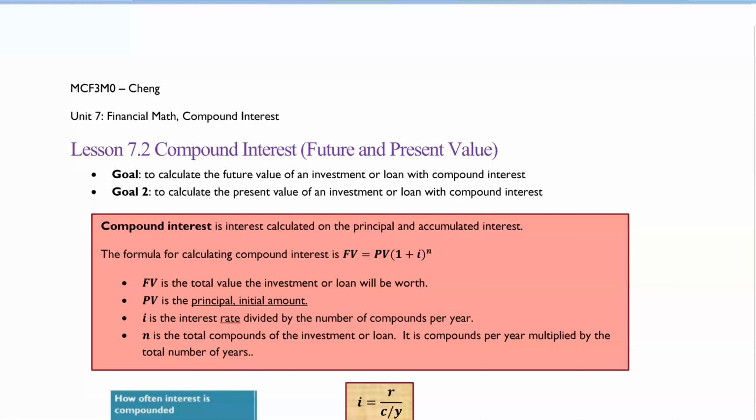We're talking about what something is going to be worth in its future value and its present value. And compound interest is different from simple interest because it's not a linear growth. It doesn't grow by the same amount, that's the interest, every time we calculate interest.